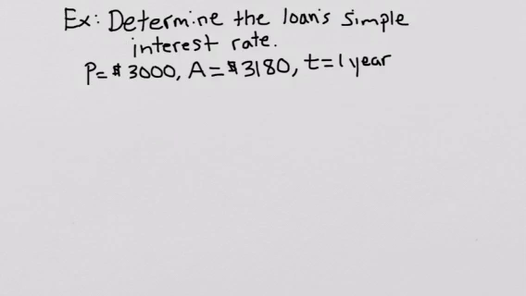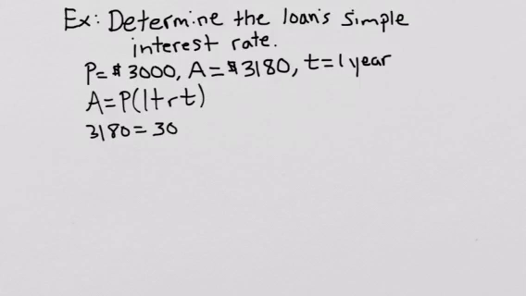All right, now in this example, we want to determine the loan's simple interest rate. So we're solving for that R. So again, we're just going to plug in. So we have our formula A equals P times 1 plus R times T. And we're trying to solve for R here. So let's just plug in for what we know. So we know A is 3,180 equals my P times 1 plus R times T, which is 1. All right?